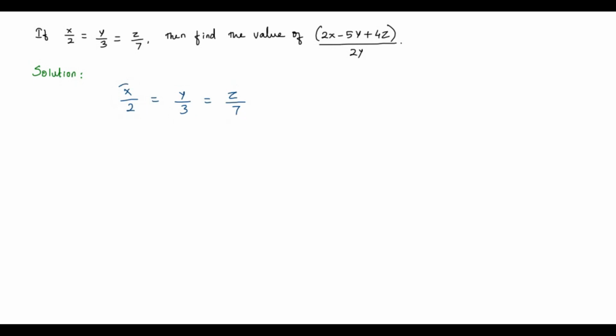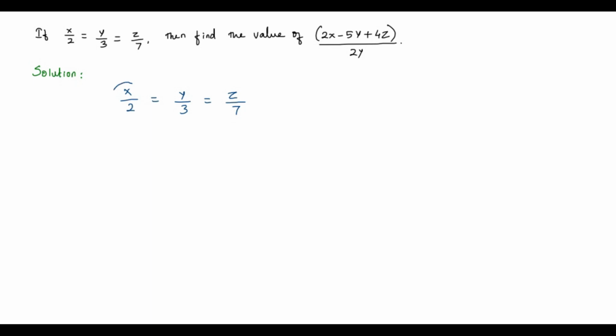So whatever value we have for x by 2, we'll have the same value for y by 3 and z by 7, because all of them are equal. If I assume the value of x by 2 is 5, the value of this one also will be 5 and the value of this one also will be 5, because all of them are equal. What is the value of x by 2? I do not know, so I can assume any value, because the value of x by 2 or y by 3 or z by 7 is not given in the question.